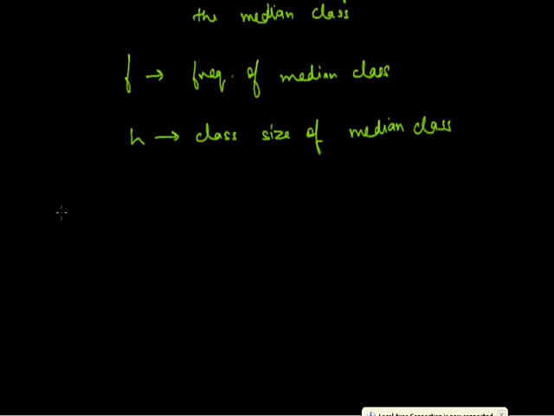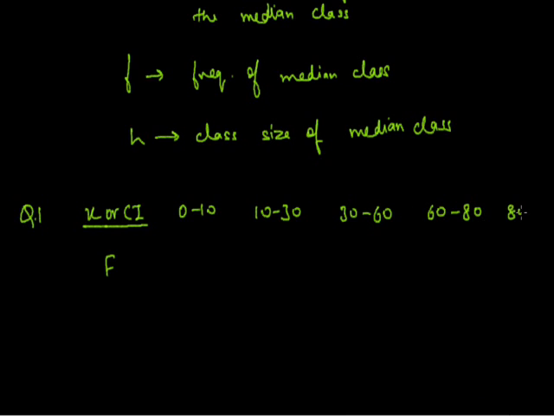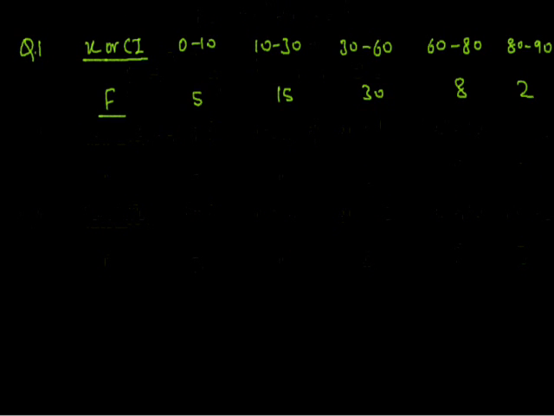So now we'll see one example, and accordingly we'll understand how to find the median in case of a continuous frequency distribution table. So first we'll write down the class intervals and frequency. Let's take class intervals as 0 to 10, 10 to 30, 30 to 60, 60 to 80, and let's say 80 to 90. And the frequencies we take as 5, 15, 30, 8 and 2.